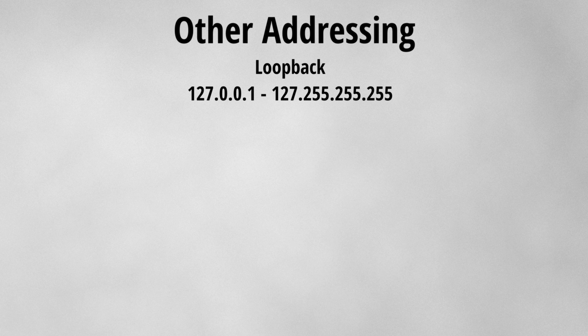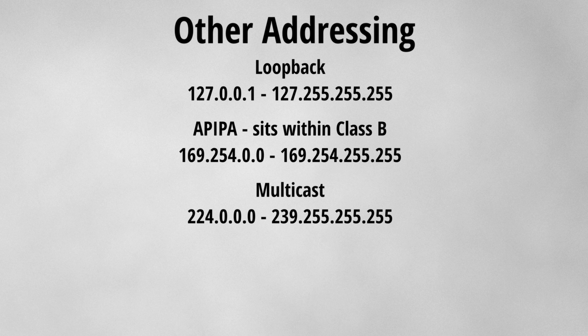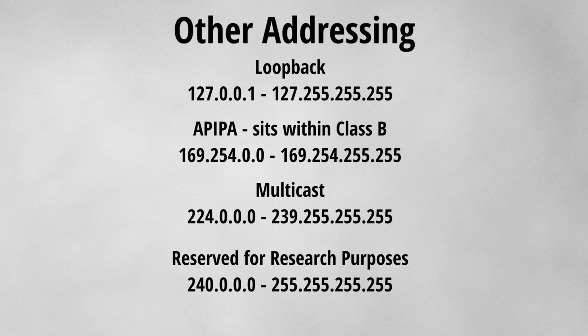Then we've got some special addressing. We have a loopback address which uses 127.0.0.1 to 127.255.255.255, which is used for network testing. APIPA, or automatic private IP addressing, uses 169.254.0.0 to 169.254.255.255, which is the self-assigned IP address should your host not have access to a DHCP server. Multicast uses 224.0.0.0 to 239.255.255.255, and then there's research, which uses 240.0.0.0 to 255.255.255.255.